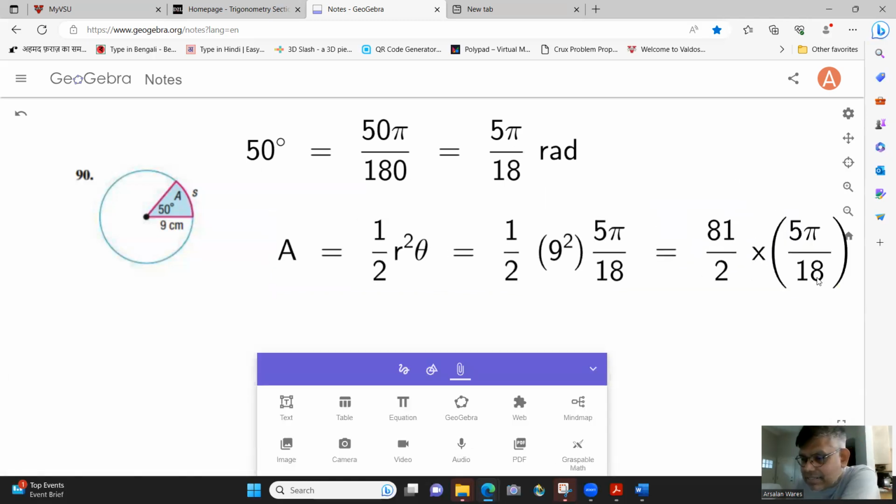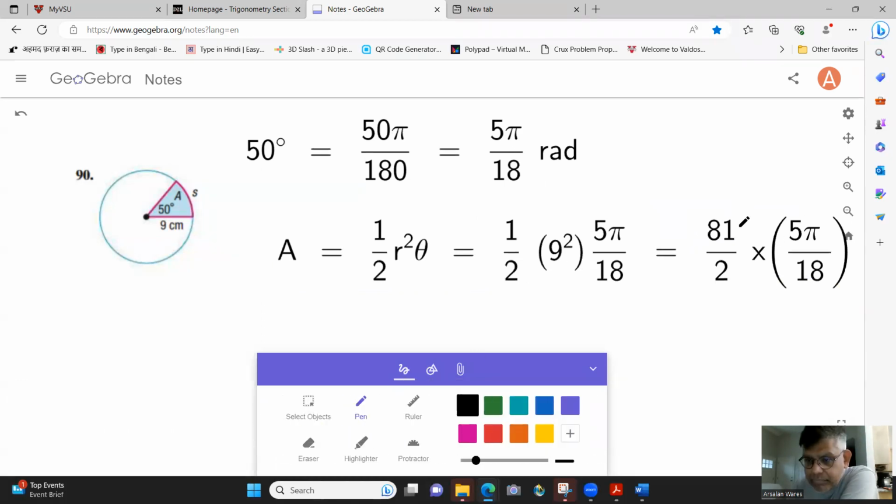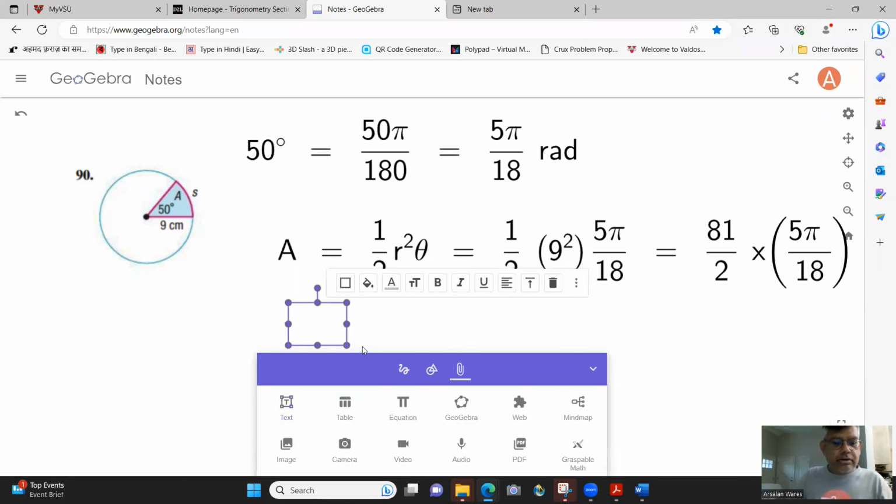Now, 18 and 81 both are divisible by 9, and I would like to divide both by 9. Why? My numbers will be smaller. So how do I do that? When you divide 81 by 9, you get 9. I'm going to do it here. A is equal to 9 over 2.